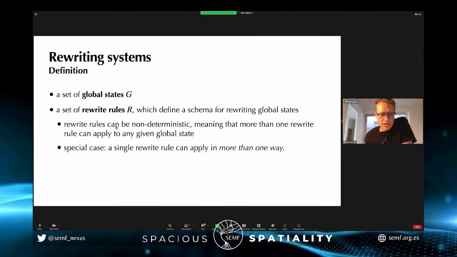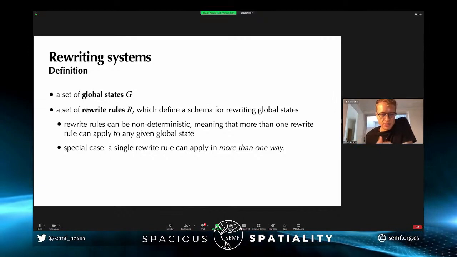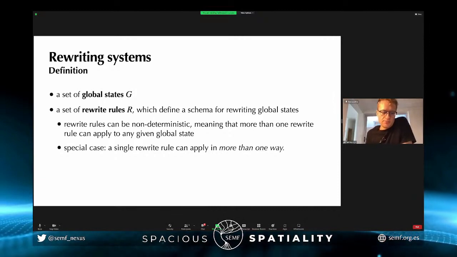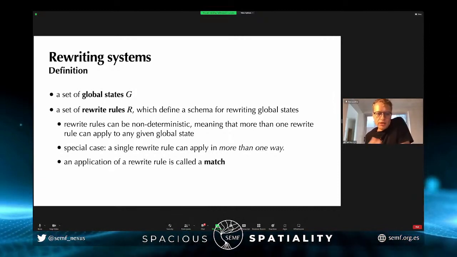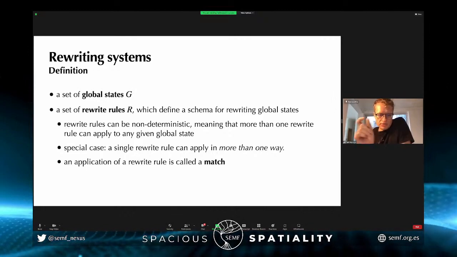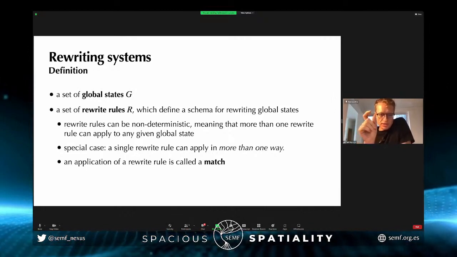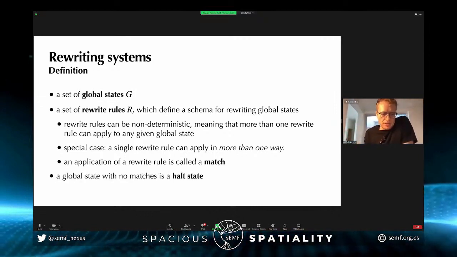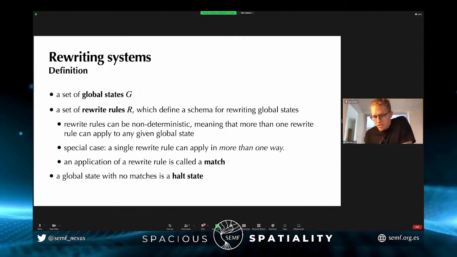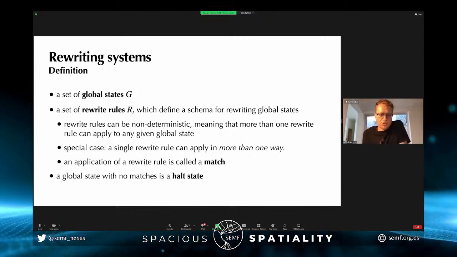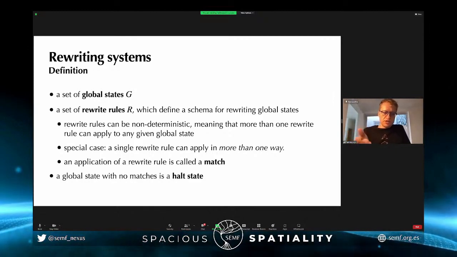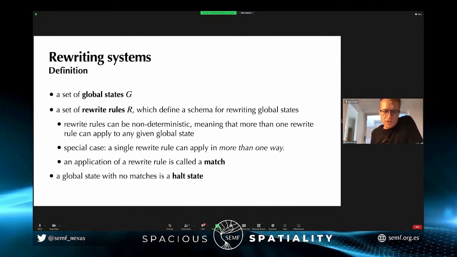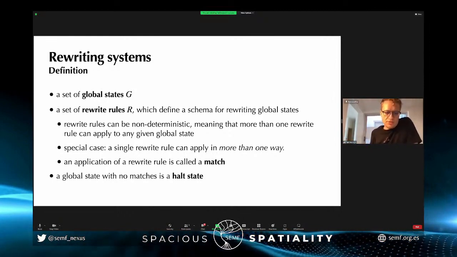It could be that there are several rules and each of them applies, or it could be that there's just one rule, but it can apply in more than one way. When a rewrite rule could apply, when it finds some part of the global state that it recognizes, we call that a match. Now, a global state that has no matches is called a halting state. If the evolution of the system reaches that state with no matches, it stops because there's nothing more that can change. So this is a kind of discrete model for dynamics.